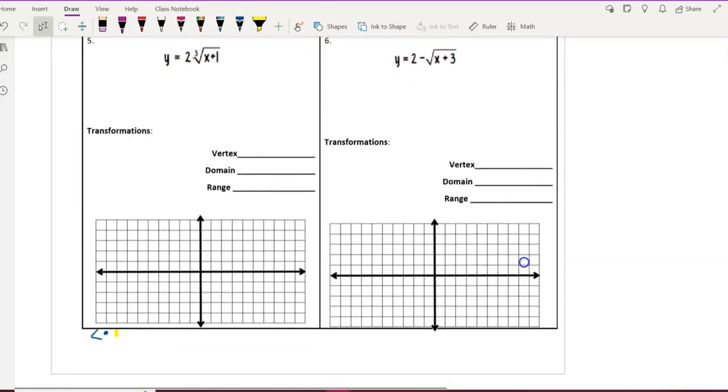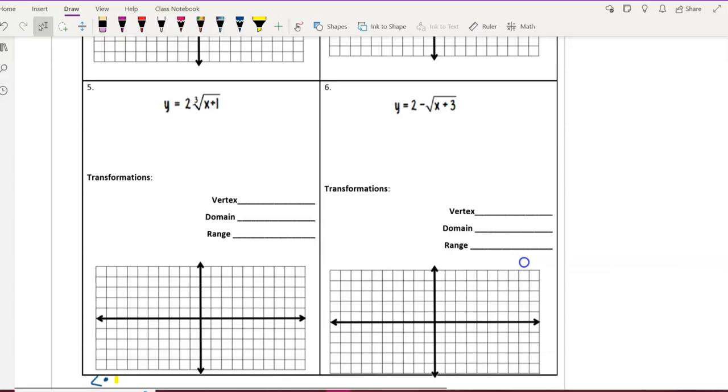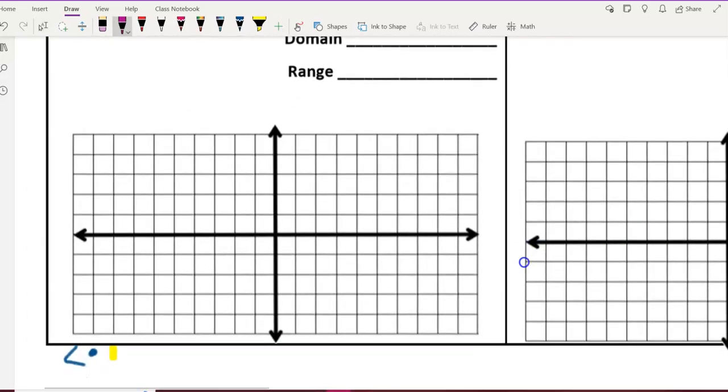Starting with number 5. First thing we need to do is identify the parent function. Here we have a cubed root, so our parent function is the cubed root. Let's go ahead and graph those points, and you should be looking at your notes. Your notes show you that the parent function of the cubed root is (-8, -2), (-1, -1), (0, 0), (1, 1), and (8, 2). Here's our cubed root parent function.